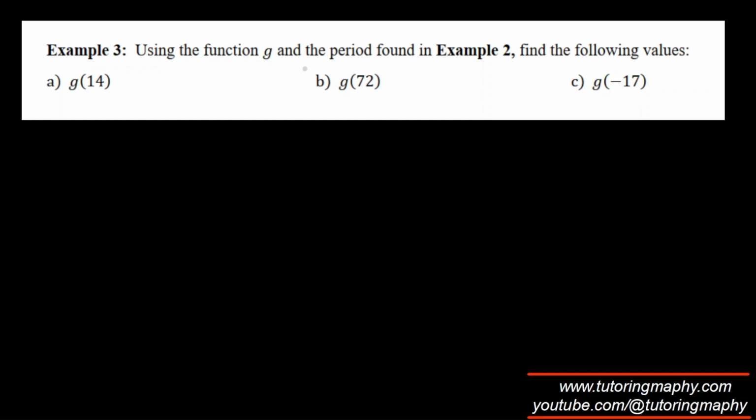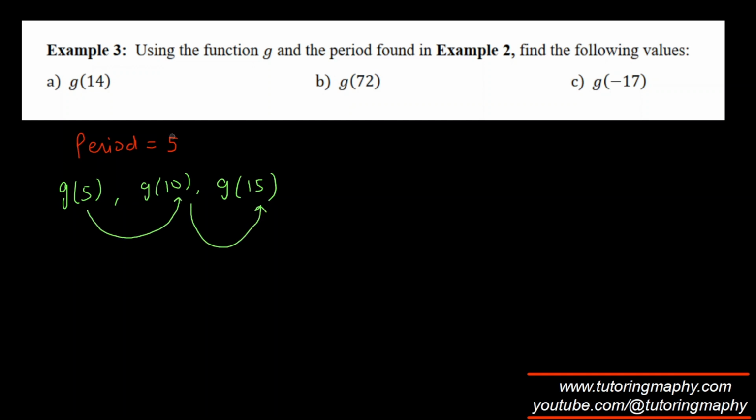Use the period of example 2 to find the values. Okay, the period is 5, right? That's what we got. Now, the period means basically it repeats itself, right? So if someone asks you what is G5, G10, and let's say G15, it's basically the same thing, because in every 5 units it is repeating itself.